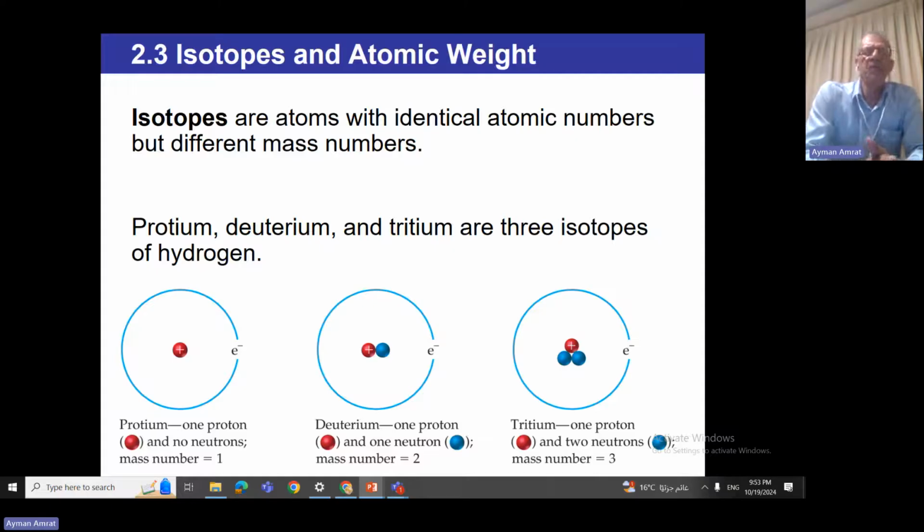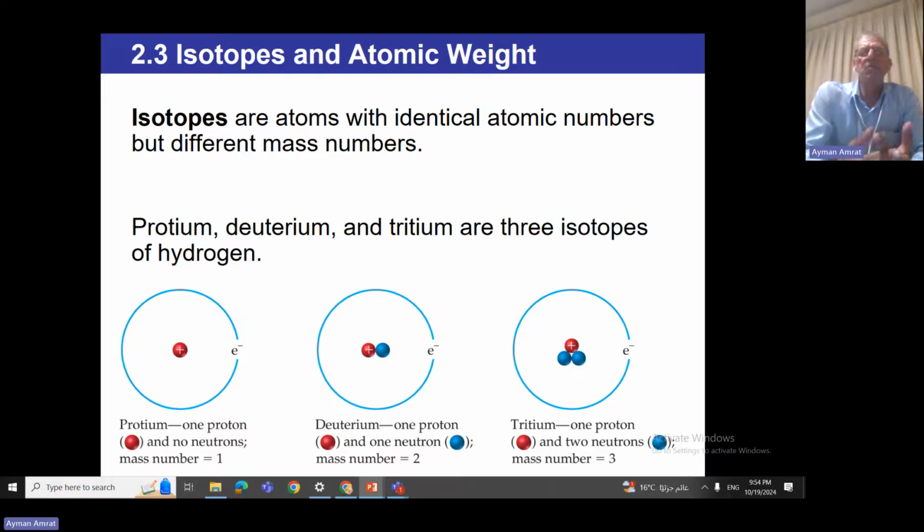For example, hydrogen is found in nature in 3 isotopes. Protium, which is the most abundant isotope in nature. Protium contains 1 proton without neutron, called H-1, with 1 atomic number and 1 mass number, meaning there is 1 proton and no neutron in this isotope. More than 99% of hydrogen in nature is protium.